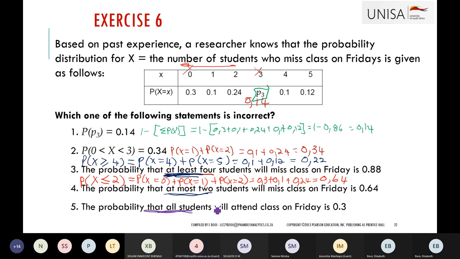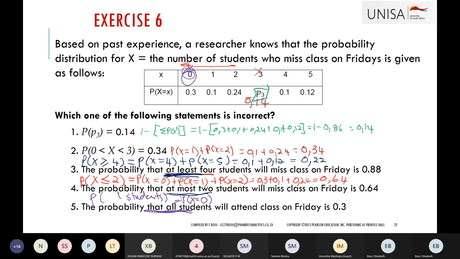And the last question, the probability that all students will attend the class is the probability of all students. Therefore, we can also collect the probability that X is greater than or equal to 1, because it's referring to all students. And when it's referring to all students, 0 does not refer to all students. So the number of students who miss class, 0, means 0 students who miss class. Sorry, wait. The number of students who miss class are those ones. So it is equal to all students who miss class.